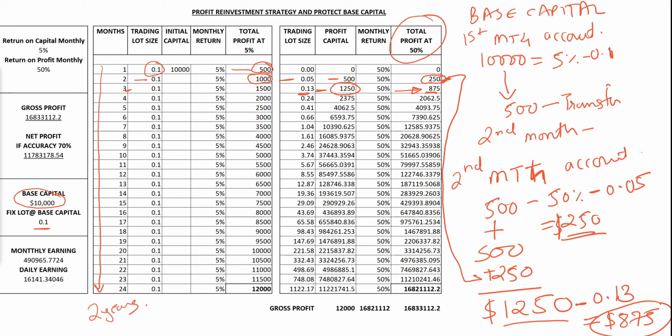are seeing. You will get $875 profit by trading with a 0.13 lot size on the base capital of $10,000, and you will reach a break even point from your base capital.